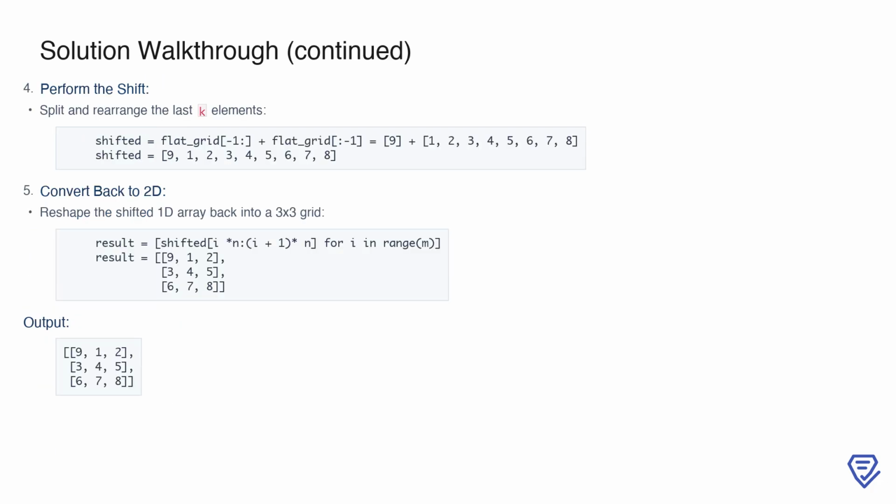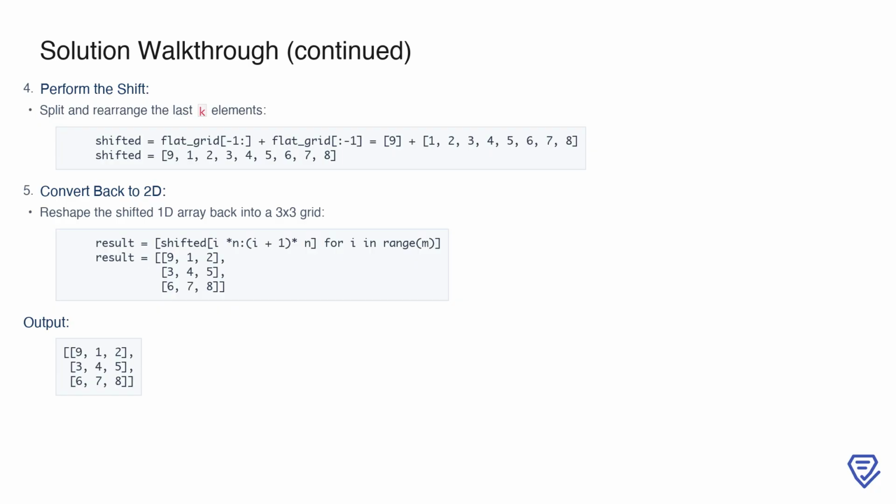Now, we perform the shift by separating the last k elements and placing them at the beginning of the array. Since k is 1, we take the last element, 9, and append it to the start of the array. This results in the shifted array 9, 1, 2, 3, 4, 5, 6, 7, 8.